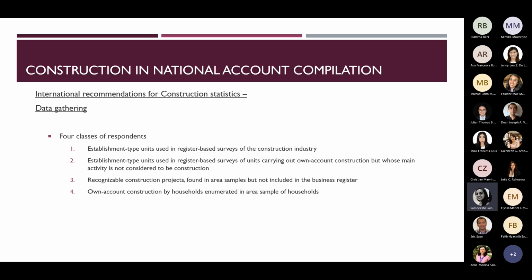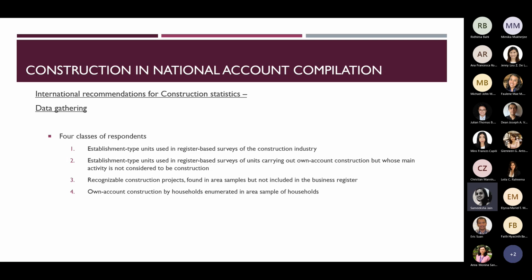The first category is an establishment type unit, which is used in the register-based surveys of the construction industry. These are units particularly within the construction industry, and hence it becomes easier to bring them into a register-based framework. The second category is an establishment type unit that is used in register-based surveys of units carrying out own account construction, but whose main activity is not considered to be construction. So the difference between the first and second category is that the second category comprises those units which are carrying out production only for their own account, and they are not otherwise considered as having construction as their main activity.